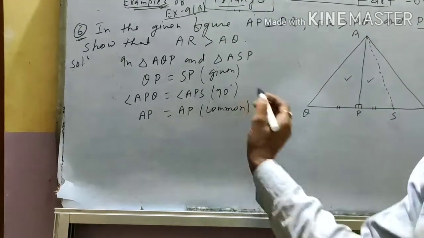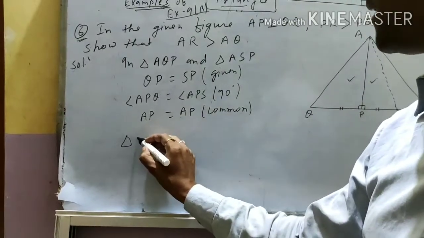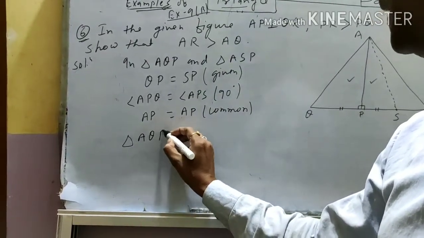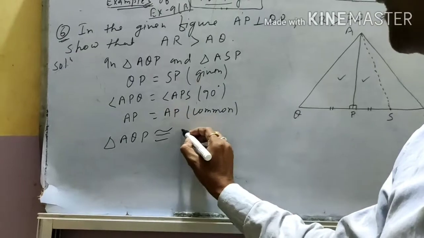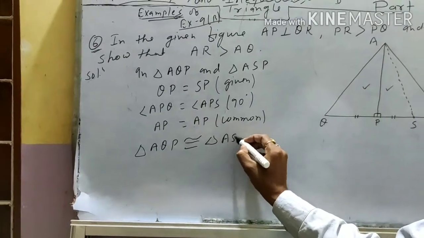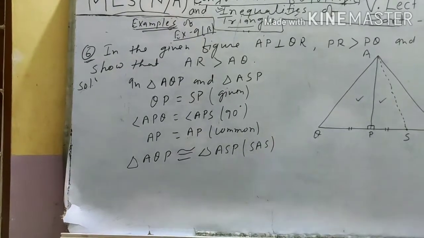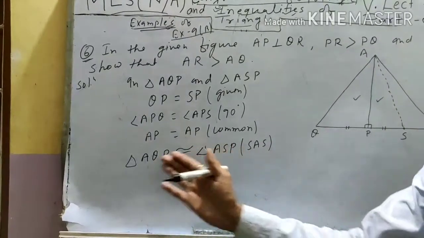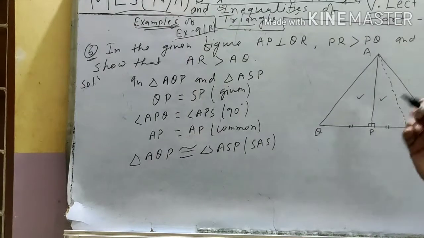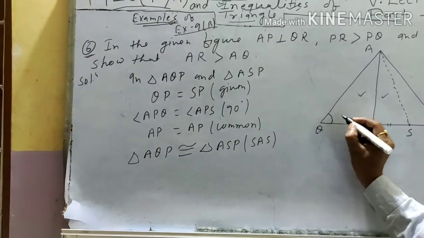AP is equal to AP, common. So triangle AQP is congruent to triangle ASP by side angle side criteria. These two triangles are congruent. Okay. By CPCT, we can write here angle 1.